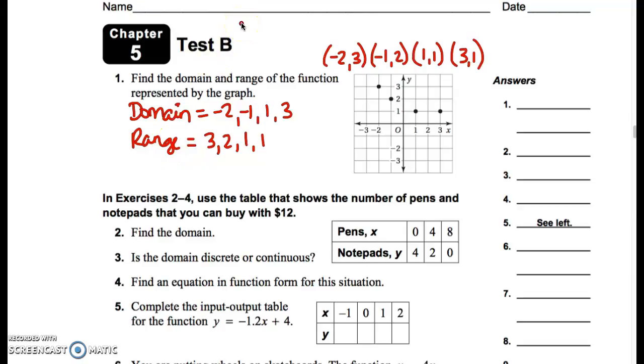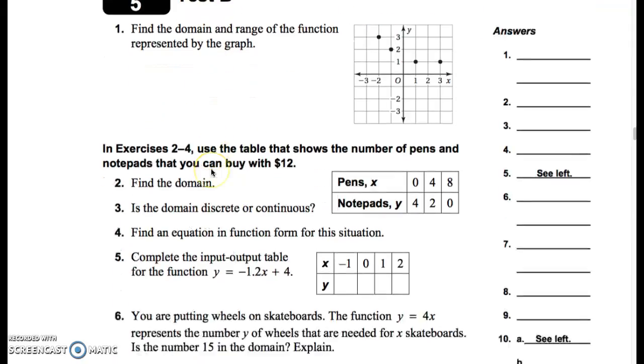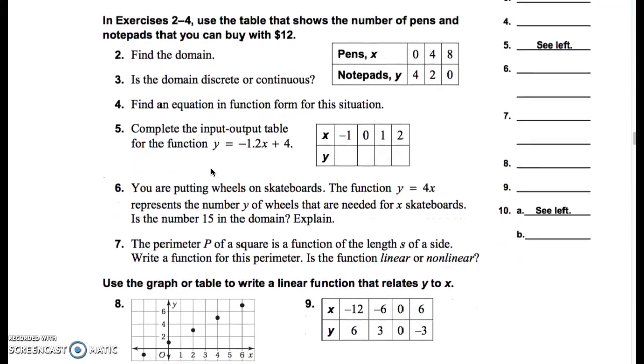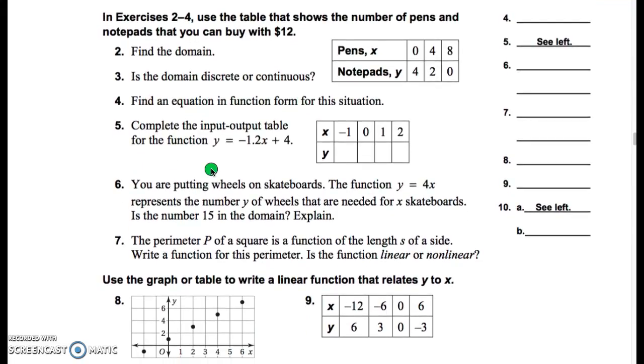Okay, for 2 through 4, the table shows the number of pens and notepads that you can buy with $12. So number 2 just simply says to find the domain. The domain are your x values, so 0, 4, and 8. Okay, is the domain discrete or continuous? Now, we're just looking at the domain, so 0, 4, and 8. That represents number of pens, okay?